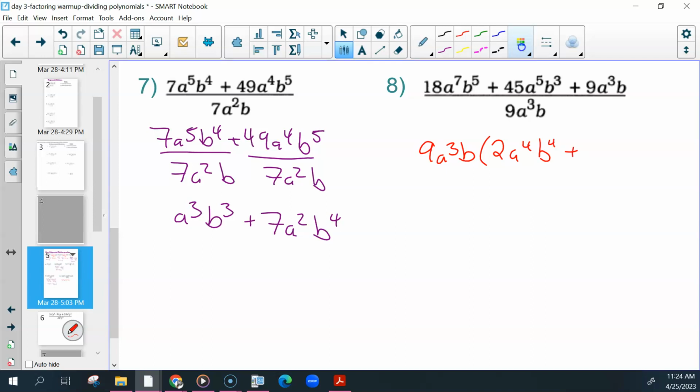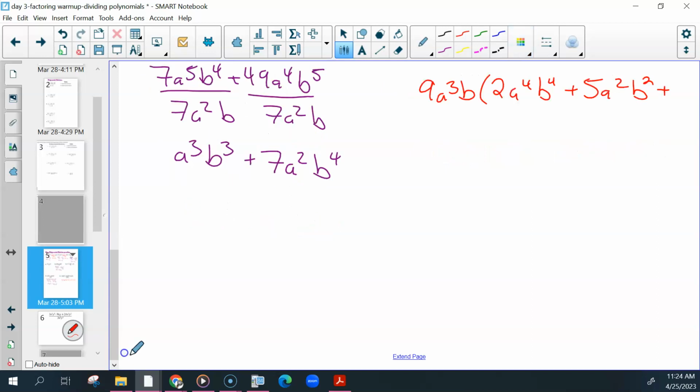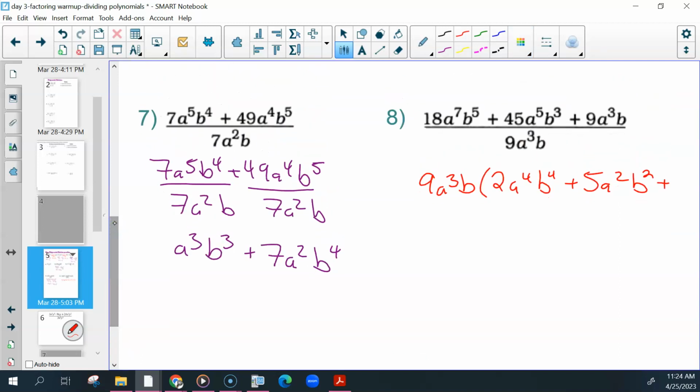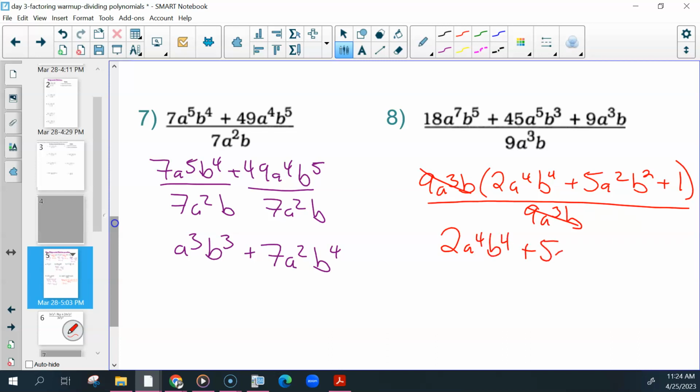And then 5a squared. To what power? Plus 1. So then those are the same, so they would cancel. So 2a to the fourth, b to the fourth, plus 5a squared, b squared, plus 1 is that final answer.